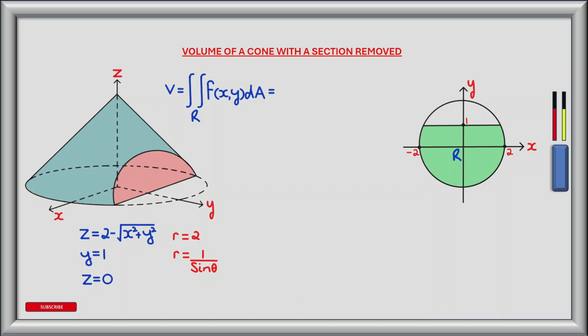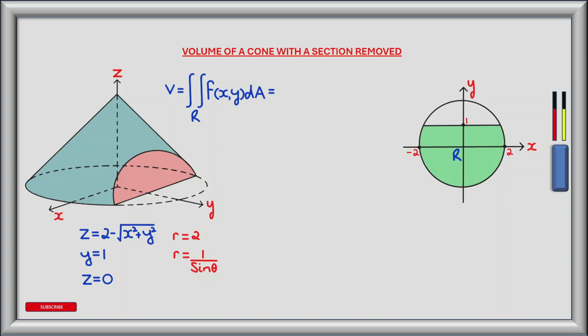The volume is a double integral over the region capital R. This will sum infinitesimally small pieces of area, shown here as dA. When we multiply the infinitesimally small pieces of area by a height function, shown here as f of xy, this will give infinitesimally small pieces of volume.